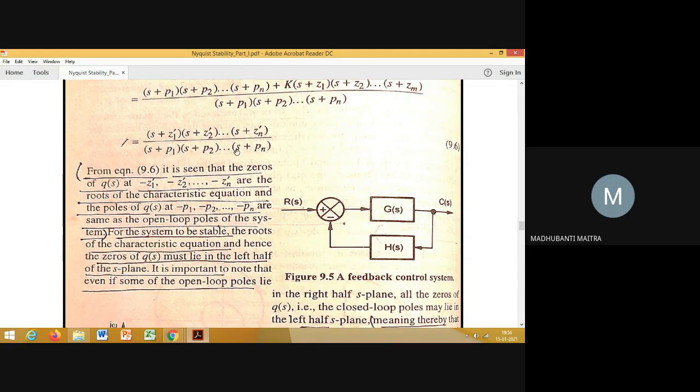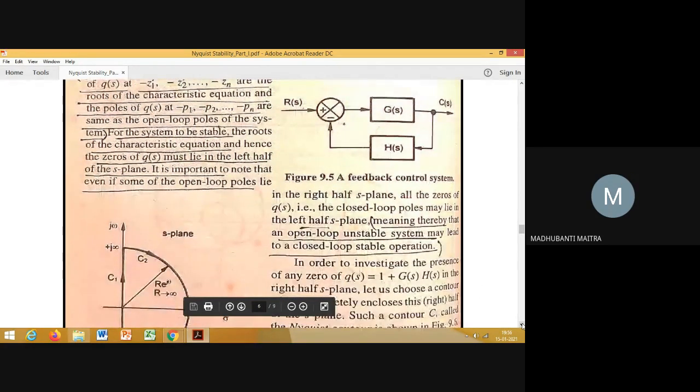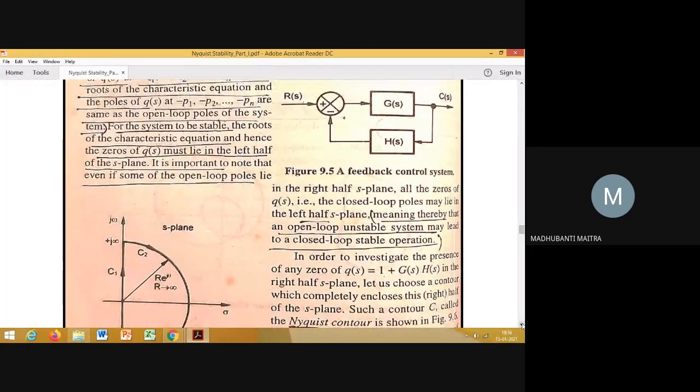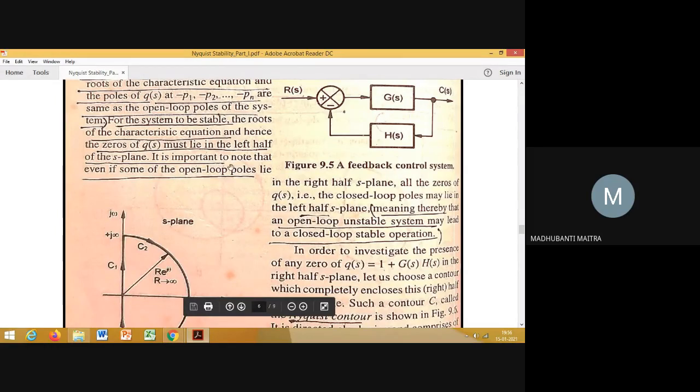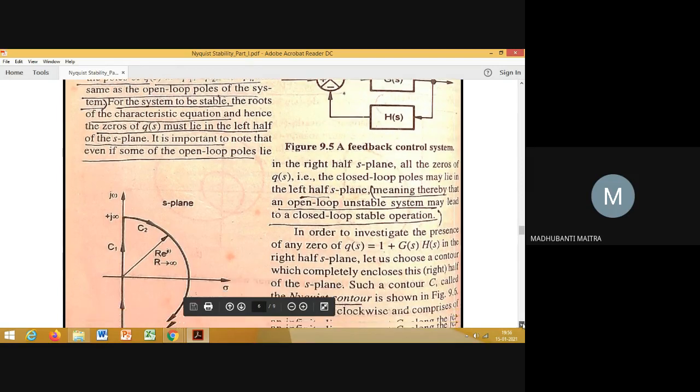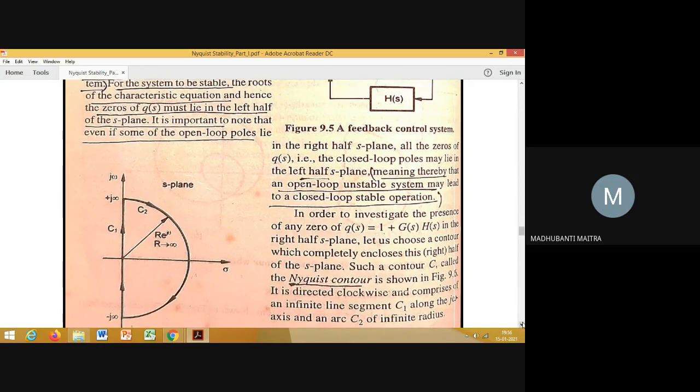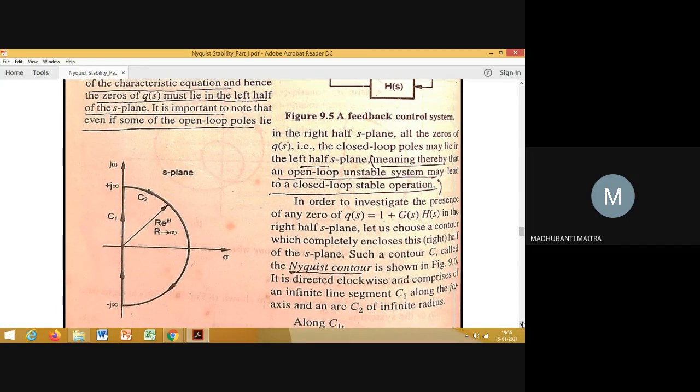An unstable open loop system can be made stable. Have you understood? So it's important to note that even if some of the open loop poles lie in the right half of the S-plane, all the zeros of Q(s), that is the closed loop poles, may lie in the left half of the S-plane, meaning thereby that an open loop unstable system may lead to a closed loop stable operation. Is that clear? Should I proceed?